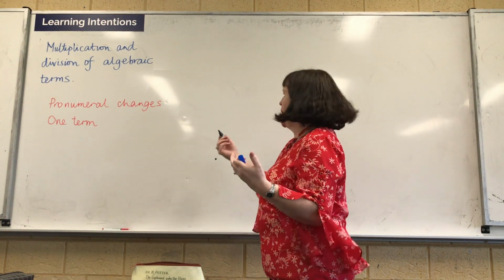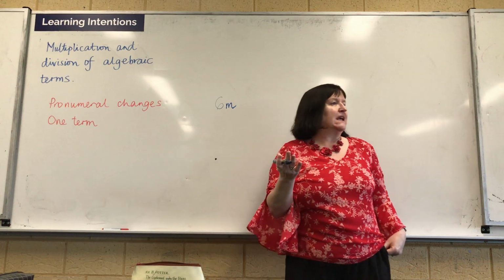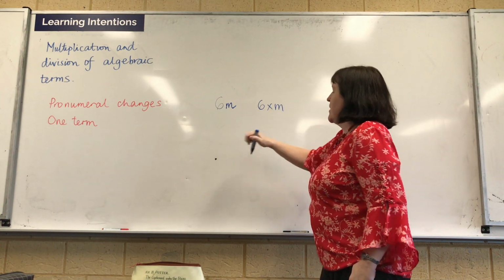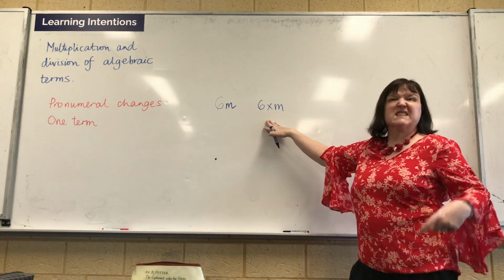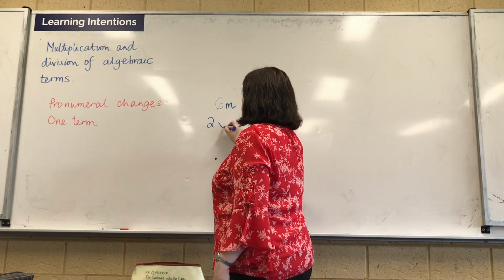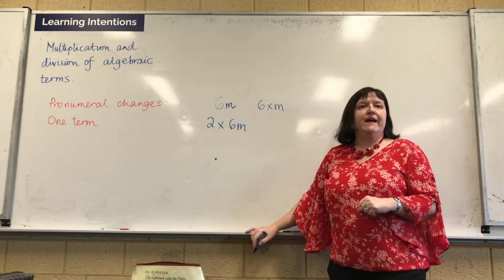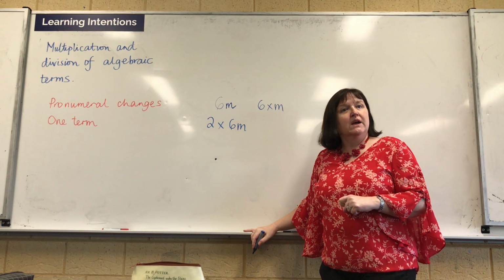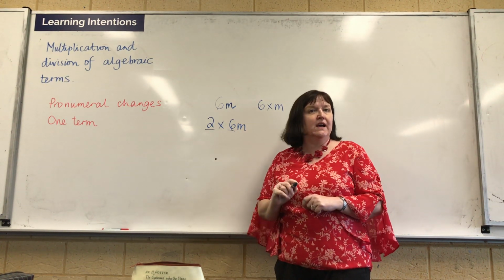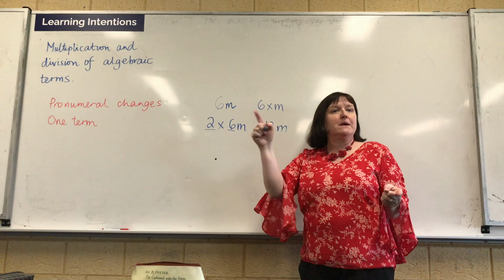So let's just have a look at what some of these mean. If we've got 6m, what does 6m mean? 6 times m, that's right, okay? So that's the algebraic form, and that one's the expanded form, the expanded notation. So if we had something like 2 times 6m, what would you do there? 12m, yes. So you would look at the constant here and the coefficient here, and you multiply them together to give you 12, and then obviously it's still 12 times m, so you'd put m.